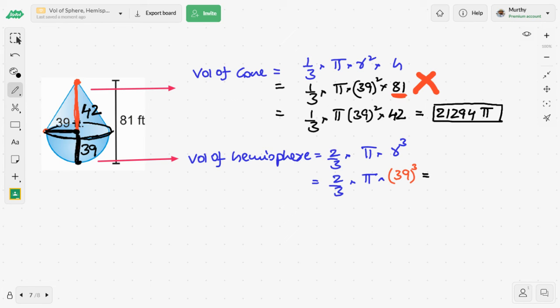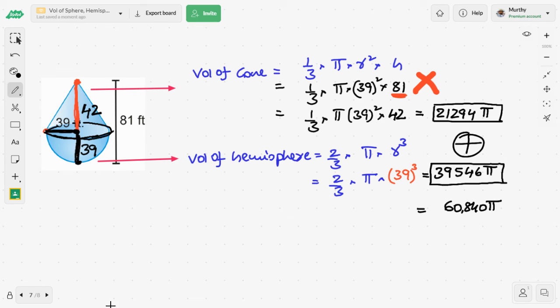Then the second part is 2/3 times pi, which I am skipping, then 39 cubed. This gives me 39,546, so 39,546 pi. Let me sum up these two: 21,294 plus 39,546 gives me 60,840 pi. Therefore, the volume is 60,840 pi cubic feet. I just added these two.